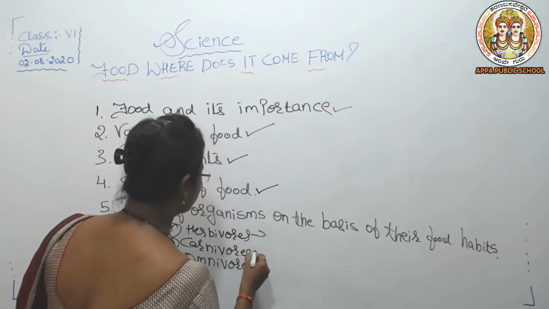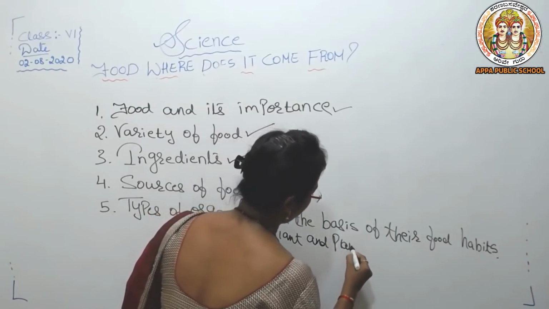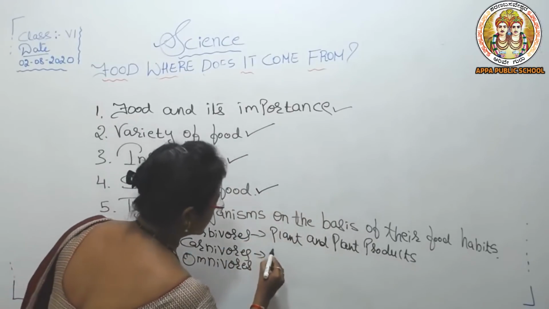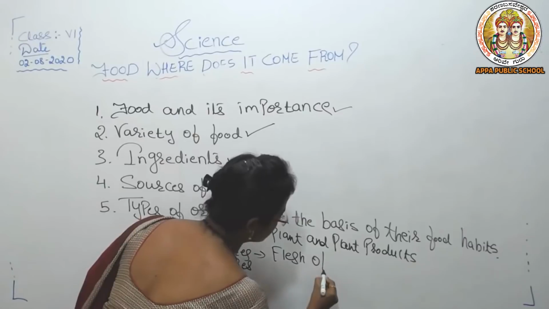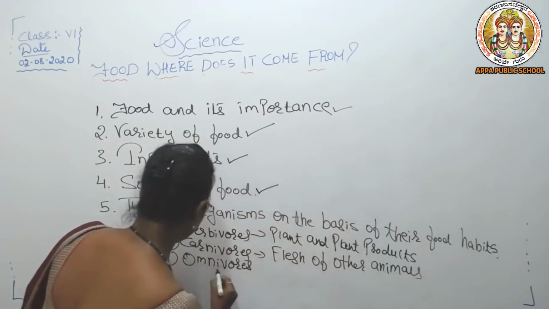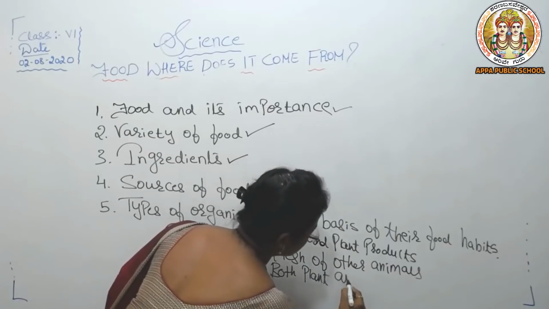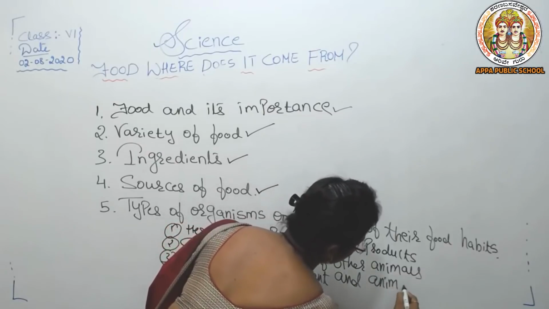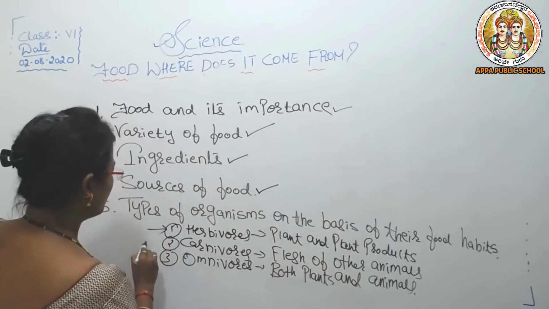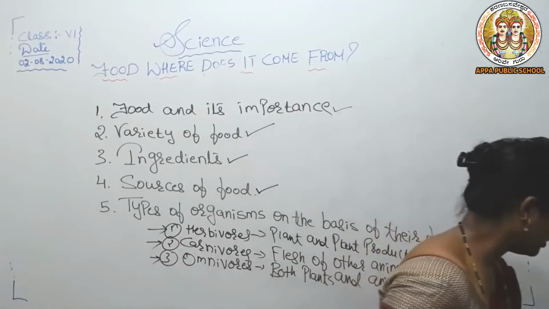Herbivorous means animals which eat plants and plant products. Carnivorous animals eat the flesh of other animals. And the omnivorous animals eat both plants and animals. The example for herbivorous is cow, carnivorous is lion, and omnivorous is dog. So this is all about food. Where does it come from?